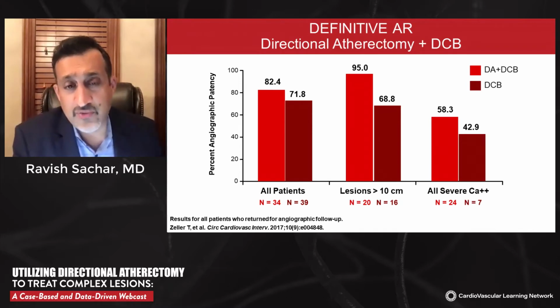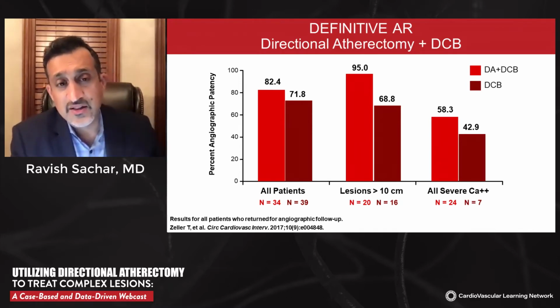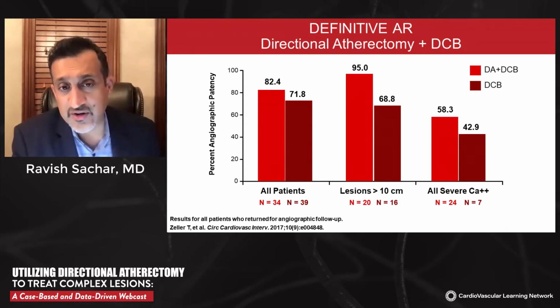And what the angiographic follow-up at 1 year showed us was that the overall cohort did not show a significant difference in terms of patency at 1 year between the two strategies. But it did show that there were two subsets, those patients with lesions more than 10 centimeters long and those patients with severe calcification, that these two subsets seem to have a benefit of a strategy of atherectomy first, followed by DCB, as compared to DCB alone, when looked at in terms of angiographic outcomes at 1 year.